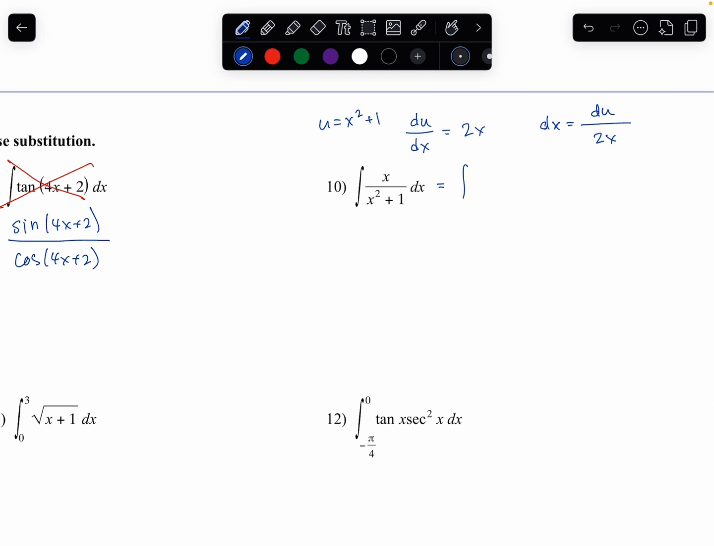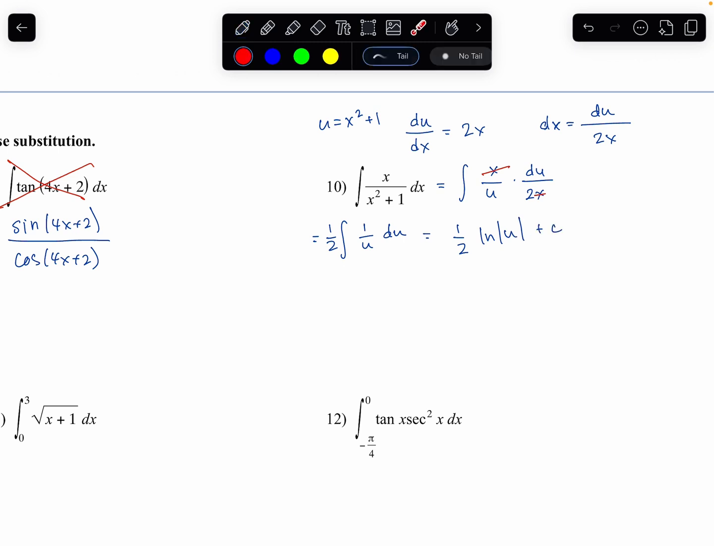Okay, so let's make our substitution. So we got the integral of x over u times du over 2x. And we can cancel that part out, which is nice because now we're strictly in terms of u. So we have the integral of, I'm going to put the 1/2 out here, the 1/2 coming from that constant in the denominator there, of 1 over u du. And the antiderivative of 1 over u is the natural log. So that's going to be 1/2 times the natural log of u plus c.